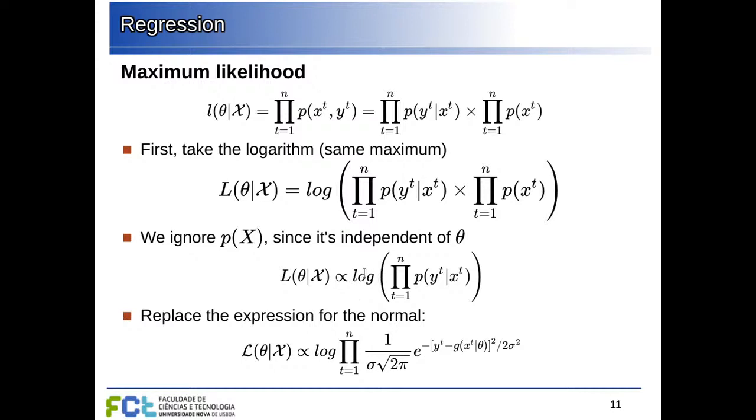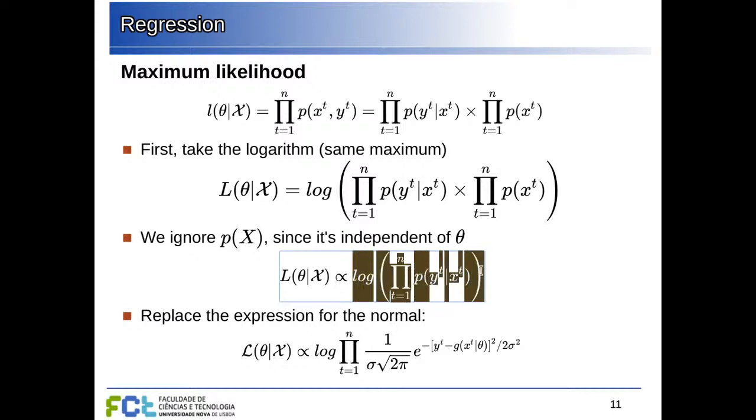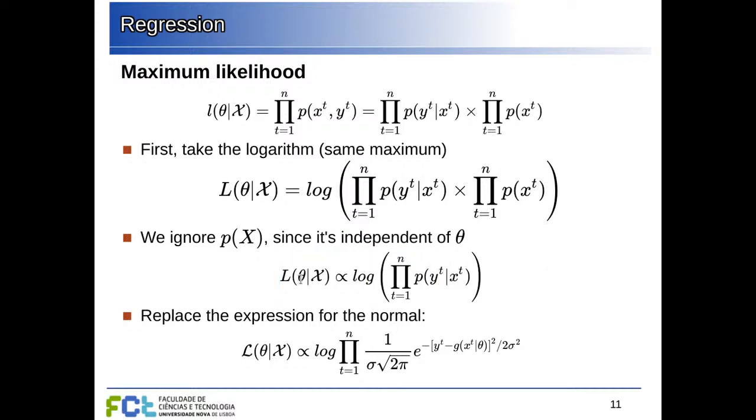So maximizing this, the logarithm of the product of these conditional probabilities, will give us the set of theta parameters that result in the hypothesis for which the distribution of data that we have is most probable. That is, we want the most likely hypothesis.